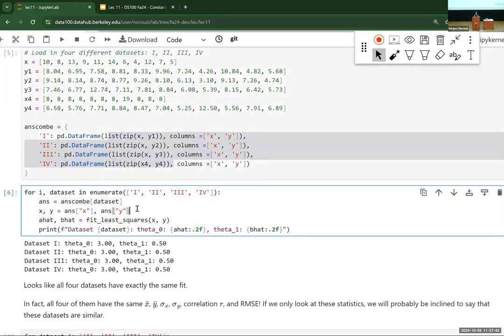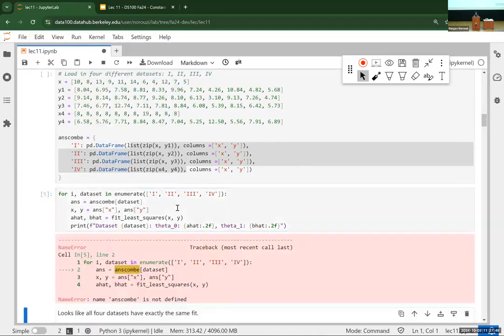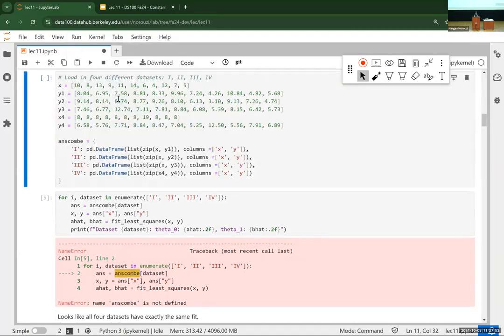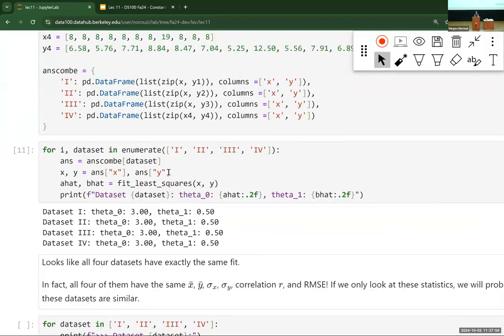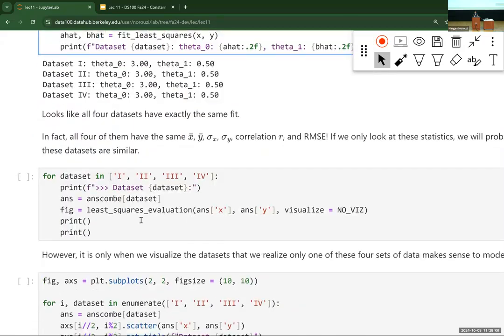And if I go ahead and run all above, and calculate the theta 0 and theta 1 values for all of these data sets that I'm calling 1, 2, 3, 4, you will see that the theta 0 and theta 1 are exactly the same, and this is what we verified already.